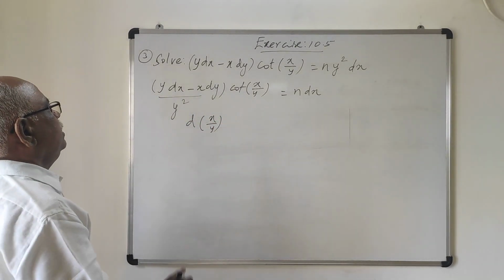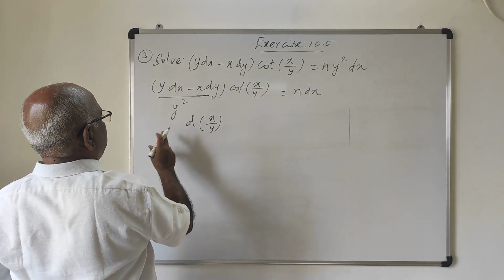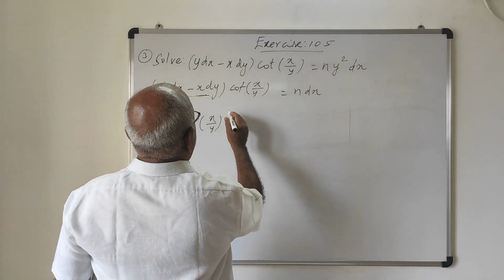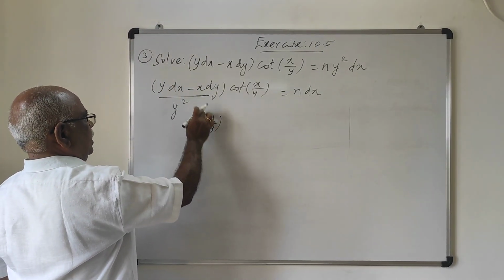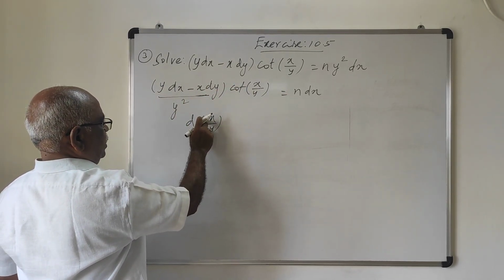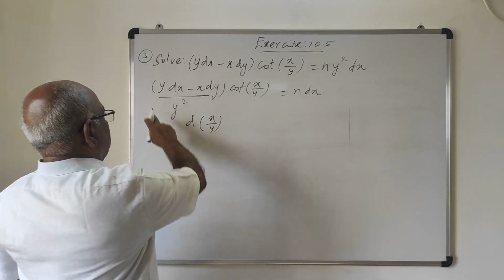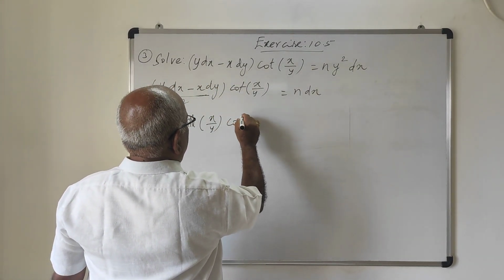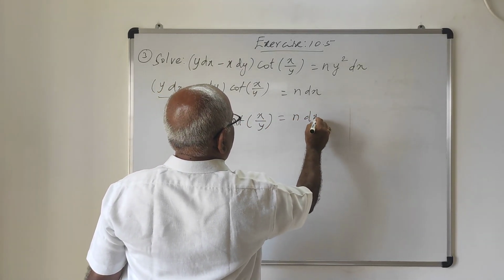Y square in the denominator, numerator y dx minus x dy. This is d of x by y. That this expression is this: y square into x dy minus y dx minus x dy. By the quotient rule, v square, v into du minus u into dv, like that. So this becomes d of x by y, and already you have got x by y here. You will get n dx.